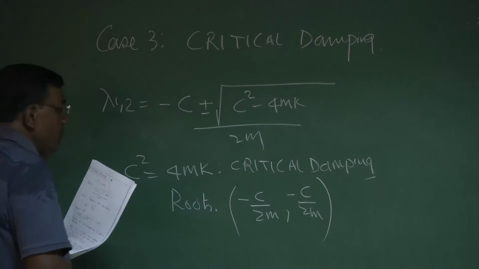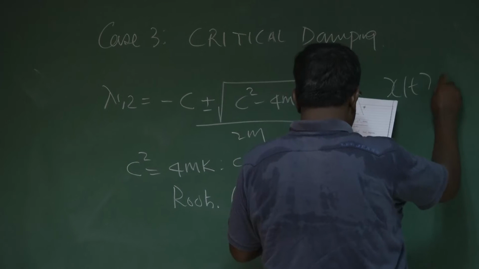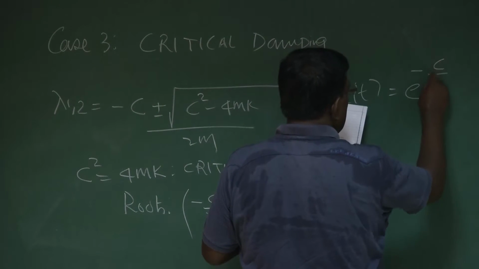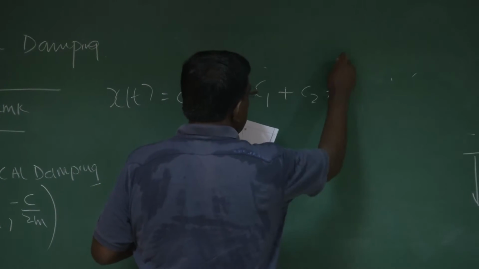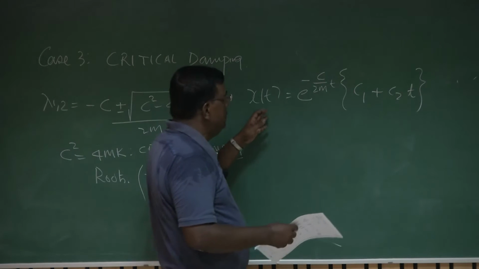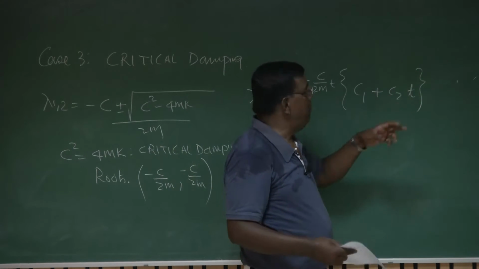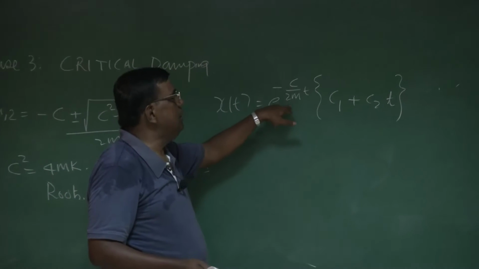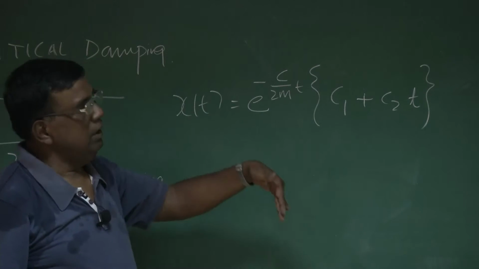and the solution for this differential equation, because it has repetitive roots, we'll write x of t as e to the power minus c by 2m t into (c1 plus c2 into t). Carefully observe this. One can think of, as time is increasing, this may diverge, but see here, this is exponential. So this decay will be faster compared to the increase because of time. So this also will decay very fast.